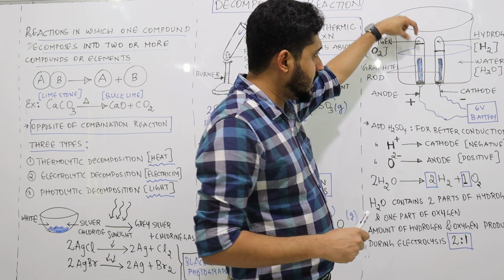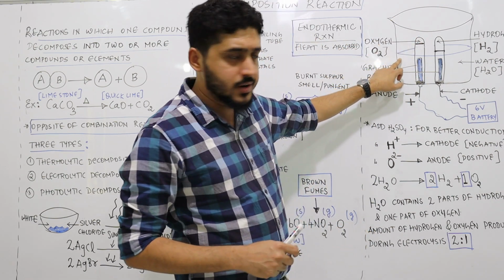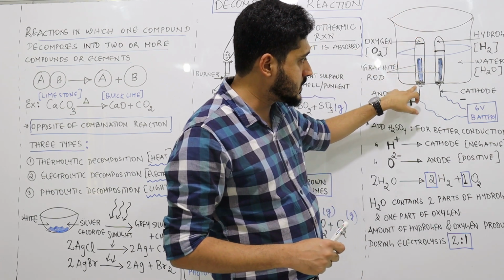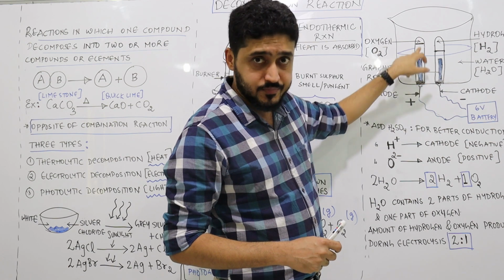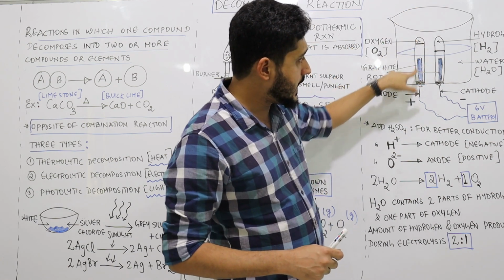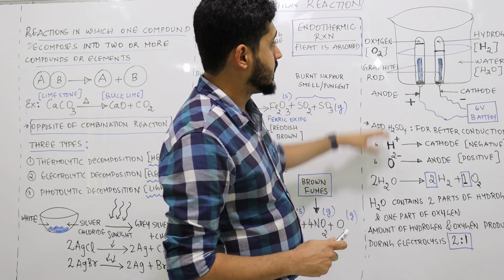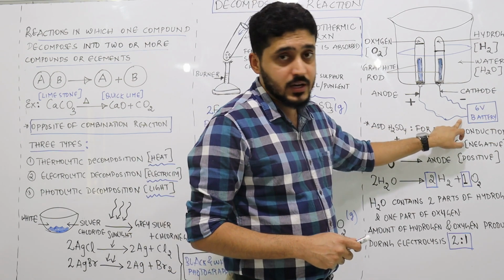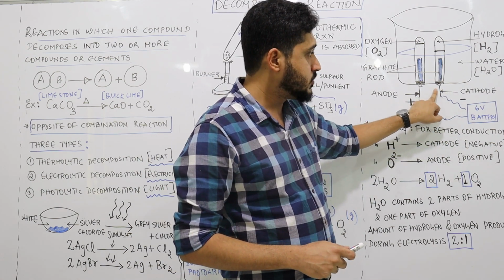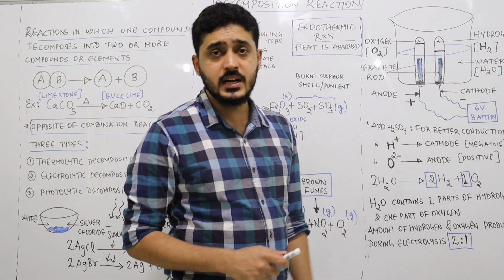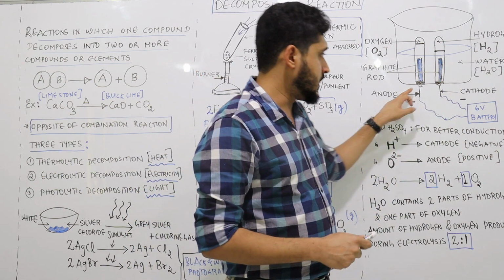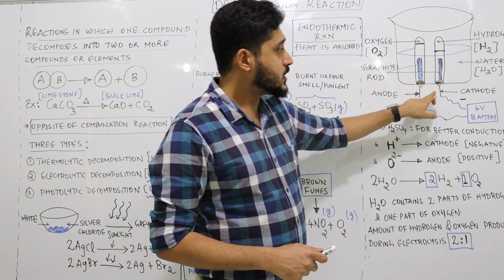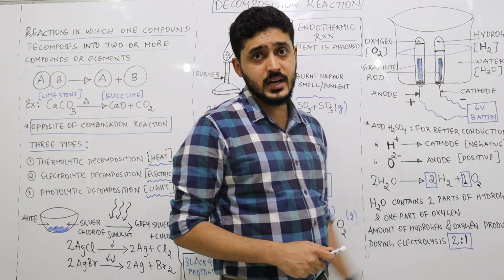Now you immerse the test tube. You have to fill it with water. Now immerse the test tube in water using this rubber cork, and inside that test tube you will have graphite rods. Now one electrode is connected to the positive terminal of the battery, and the second electrode is connected to the negative terminal of the battery. The electrode connected to the positive terminal of the battery is known as anode. The electrode connected to the negative terminal of the battery is known as cathode.